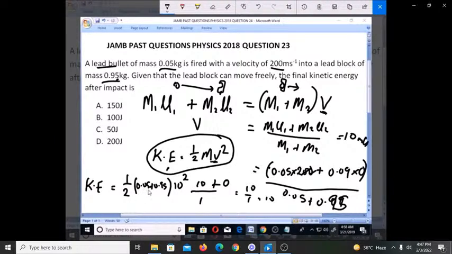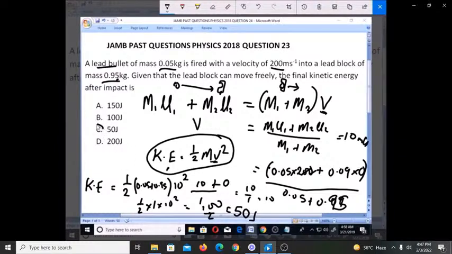So here we have 0.05 plus 0.95, which is 1. So we are still going to have half times 1 times 10 to power 2. And 10 to power 2 is what? 100. So we simply have this equal to 100 all over 2, because 1 times 1 is 1, and 1 times 10 to power 2 is 100. So this is 100 over 2, giving us the final answer as 50 joules.